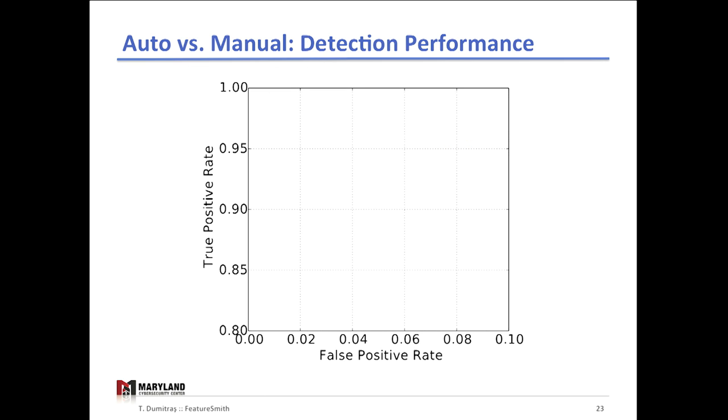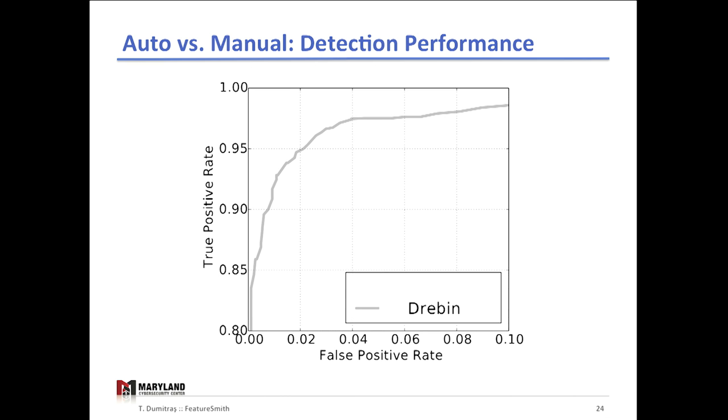So now, to compare the overall performance, I'm going to use this ROC plot, which shows the trade-off between the false positive rate and the true positive rate. On this plot, the ideal operating point is in the top left, where we have 100% true positives and no false positives at all. And first, we're going to look at Drebin. We see that it comes pretty close to this ideal operating point.